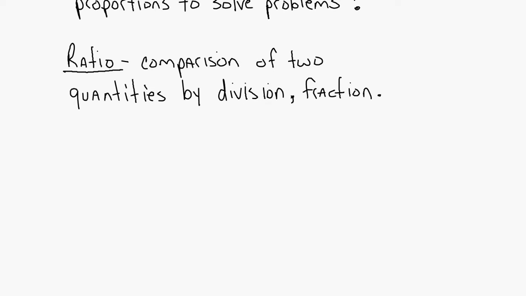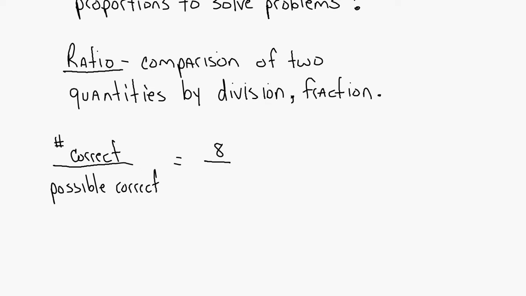All right, we see it every week in here. Number correct on a quiz over possible correct. That's a ratio. So if your number correct is 8, and there were 11 questions on the quiz, you got 8 out of 11 correct. But that's called a ratio.